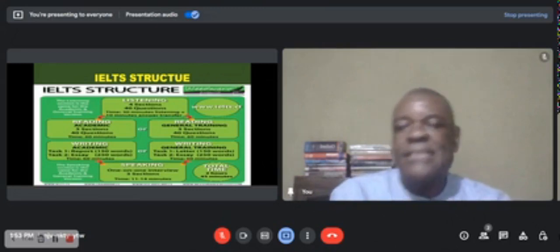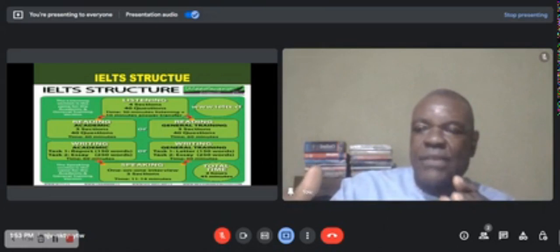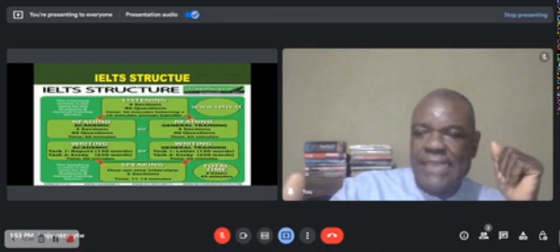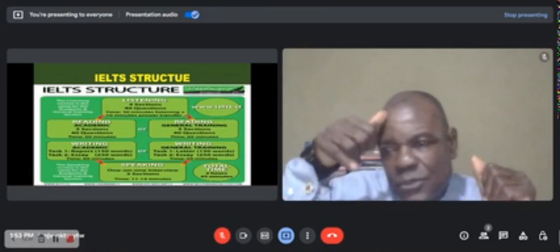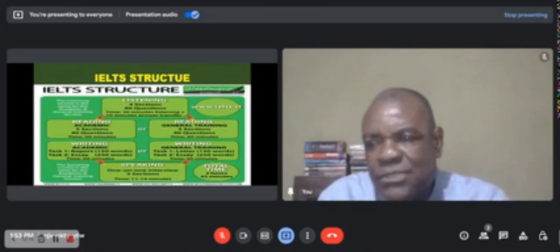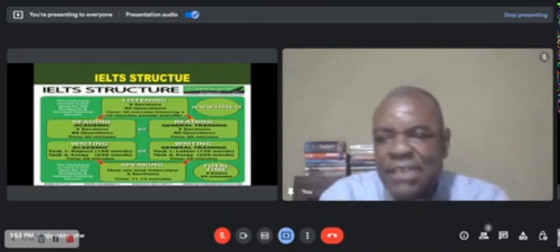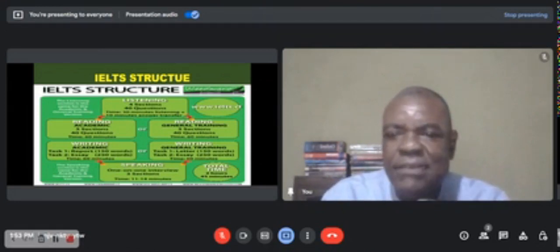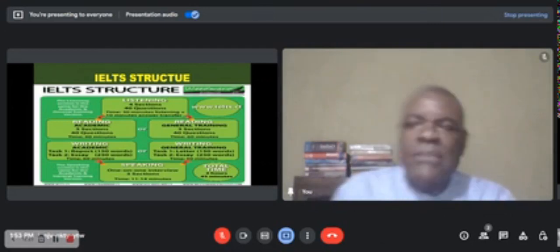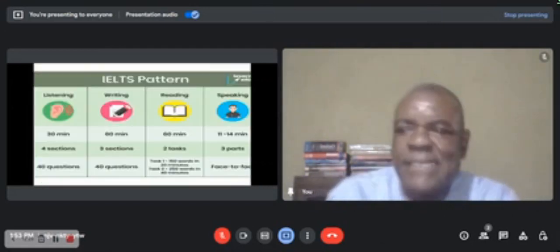You look at the writing, you can see that on the left-hand side, okay, you will find for academic, all right. What are you looking at there? Task 1 will be a report. Task 2 will be essay. Writing for general training, task 1 will be letter writing, task 2 will be essay writing. So slight differences.